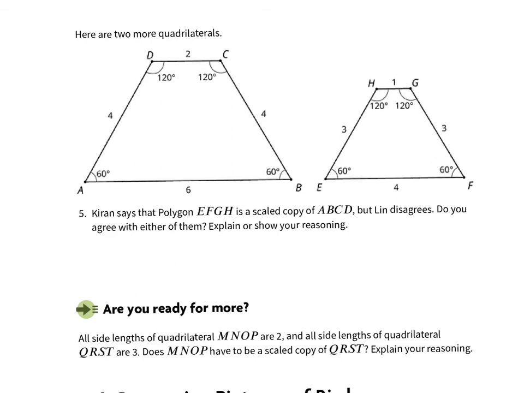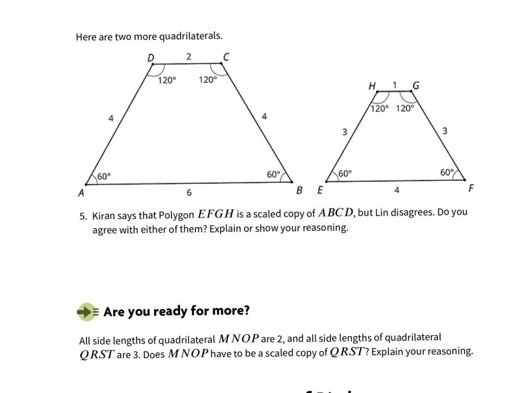Okay, so between those two polygons, here's what I noticed. The angles are the same. Those two angles are the same. The corresponding angles are the same in each polygon, but the sides are different. Could those be scaled copies of each other? So pause here. Think about that. I want to see a good explanation. All right, so answer in good full sentences. Do you agree or not? And tell me why.